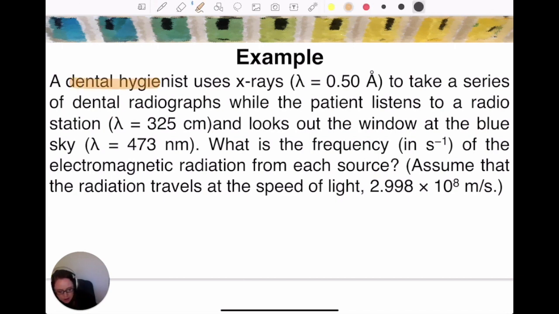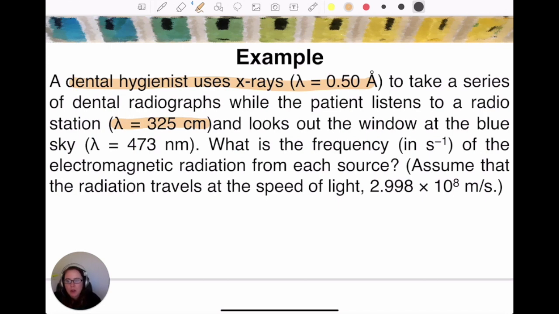So a dental hygienist uses X-rays, which have a wavelength of 0.50 angstroms, to take a series of dental radiographs while a patient listens to a radio station. So here we're at 325 centimeters, so that's about 3.25 meters, and looks out the window at the blue sky, and the wavelength of that blue light is 473 nanometers. So we want to calculate the frequency of the electromagnetic radiation from each source.